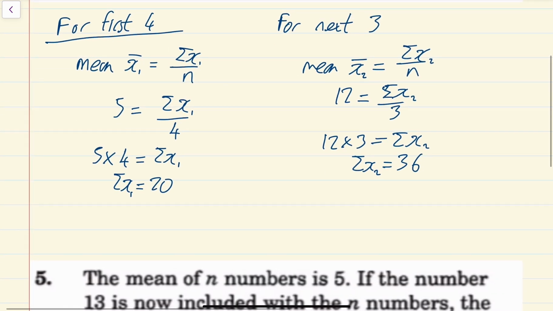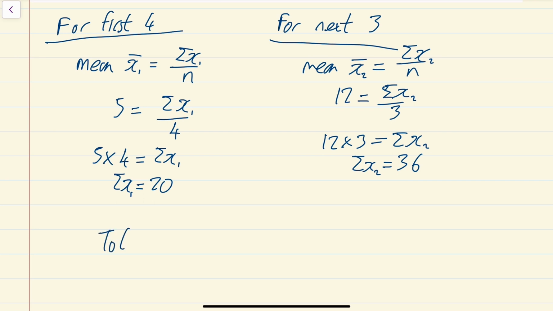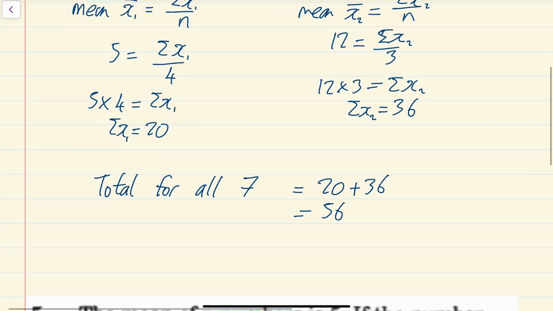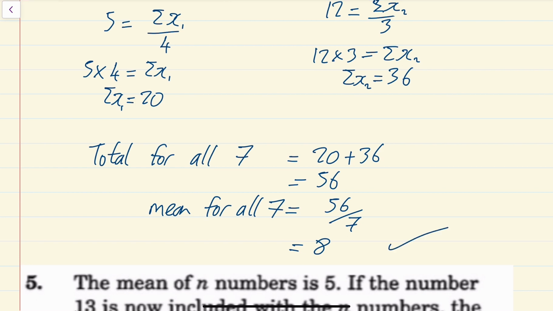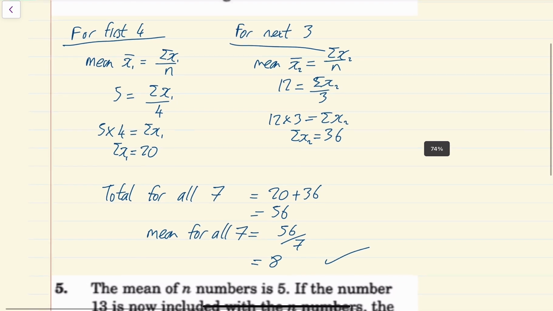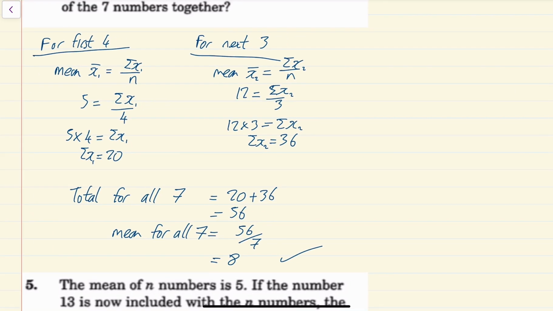But what you need to do then is find the overall total. The total for all 7 numbers is just going to be 20 plus 36, which is 56. That means the mean for all 7 is the total for all 7 divided by 7. So 56 divided by 7 works out to be 8. And that's it. Very nice. If I got that in an exam, and I got a nice answer, I'd be pretty confident I've got that one right.